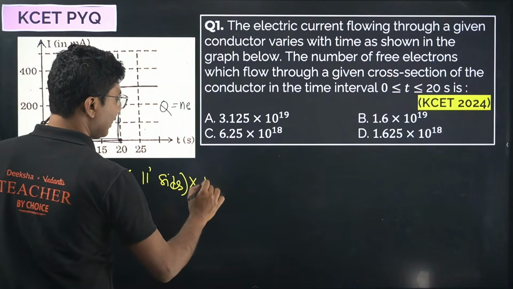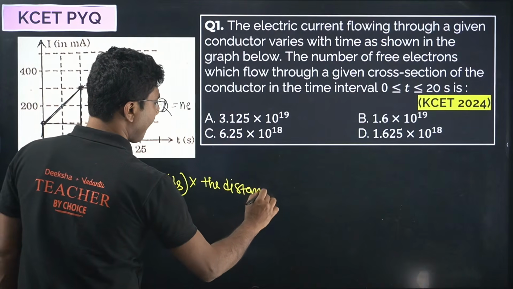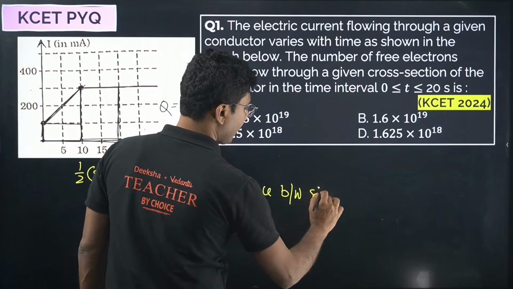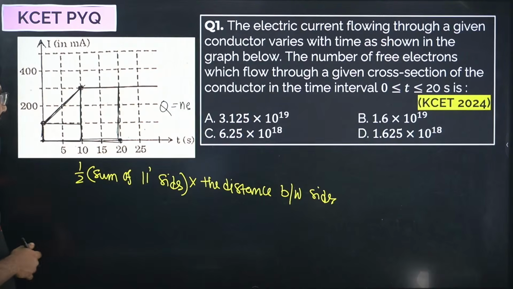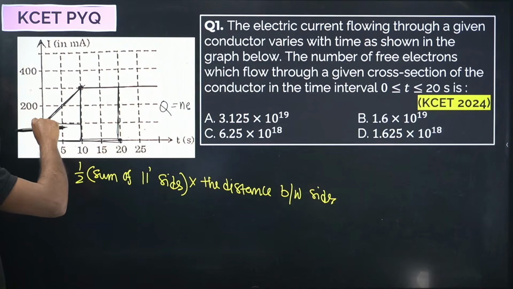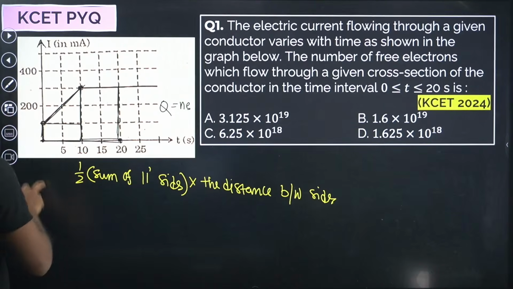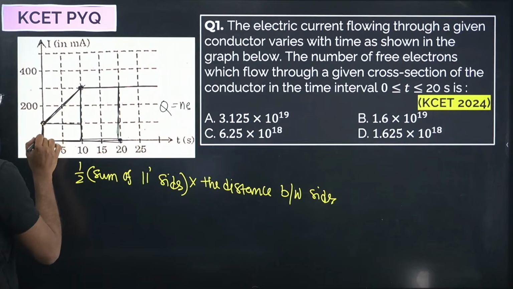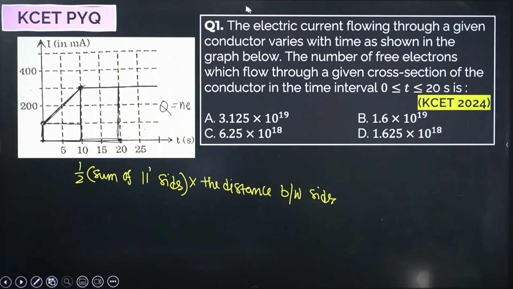into the distance between the sides, if you forget it. So what is the sum of the parallel sides? Parallel sides means this plus this. If you see the graph properly, this is the parallel side. Just hold on a minute, my cursor is stuck.